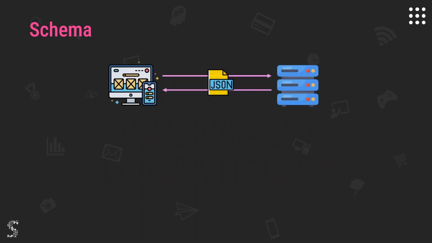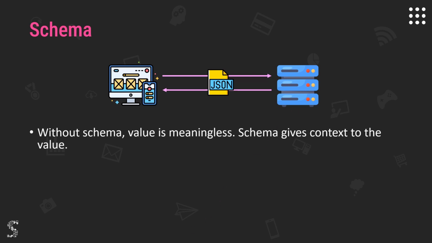So let's imagine that we have a client and a server. They can communicate with each other because they have agreed on some contract beforehand, or a schema. Because by using a schema, only then can both understand the context of the data that is being retrieved or being sent.